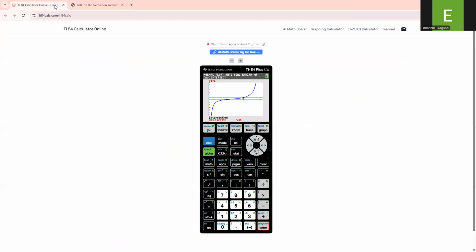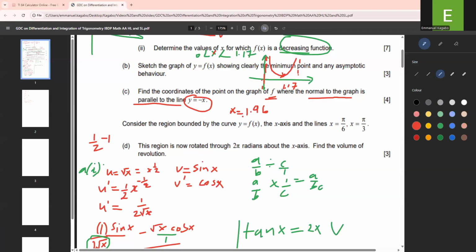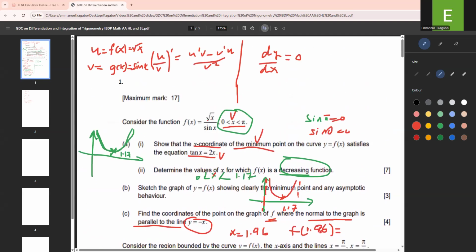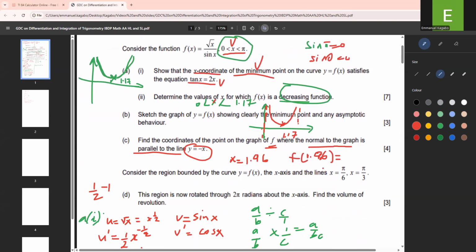What I have on the graph here is the x value. So I need to get the y value when x is that. That's what I have to do. So you just come to your graph very fast, then you do f of 1.96. You're putting it in f, in your function, not in your derivative, okay? That's why you have to put that. Basically, you're putting it in this.